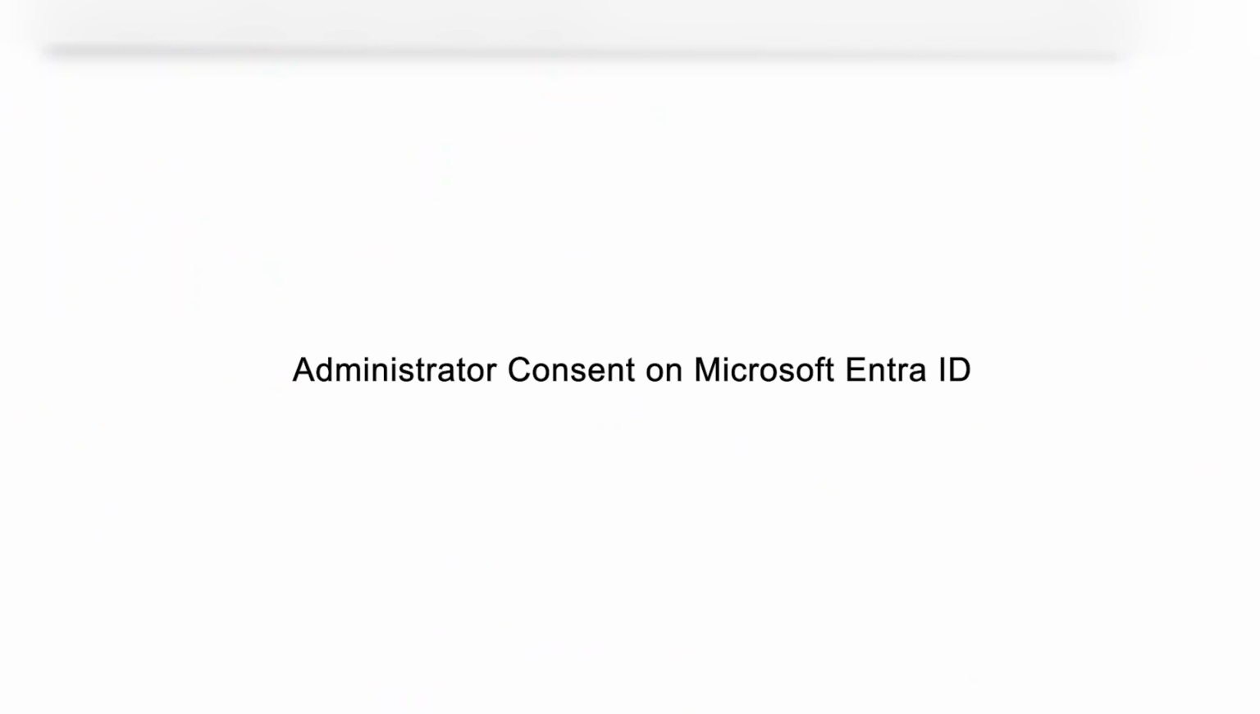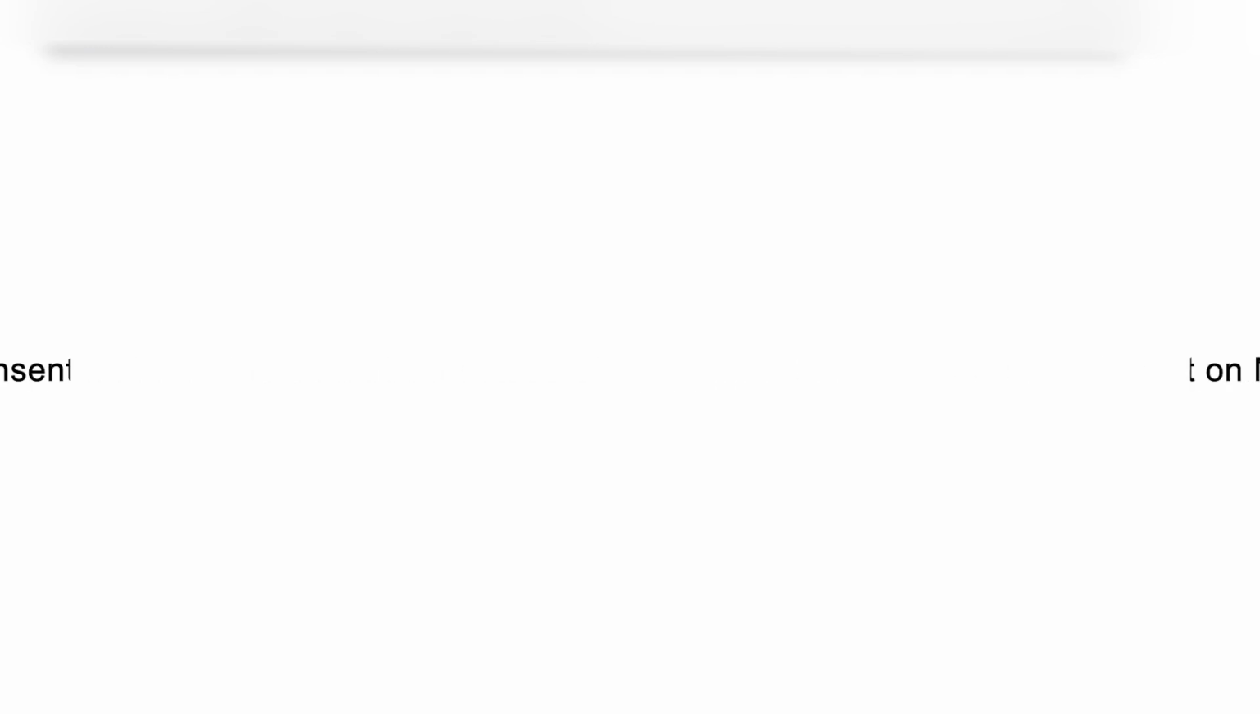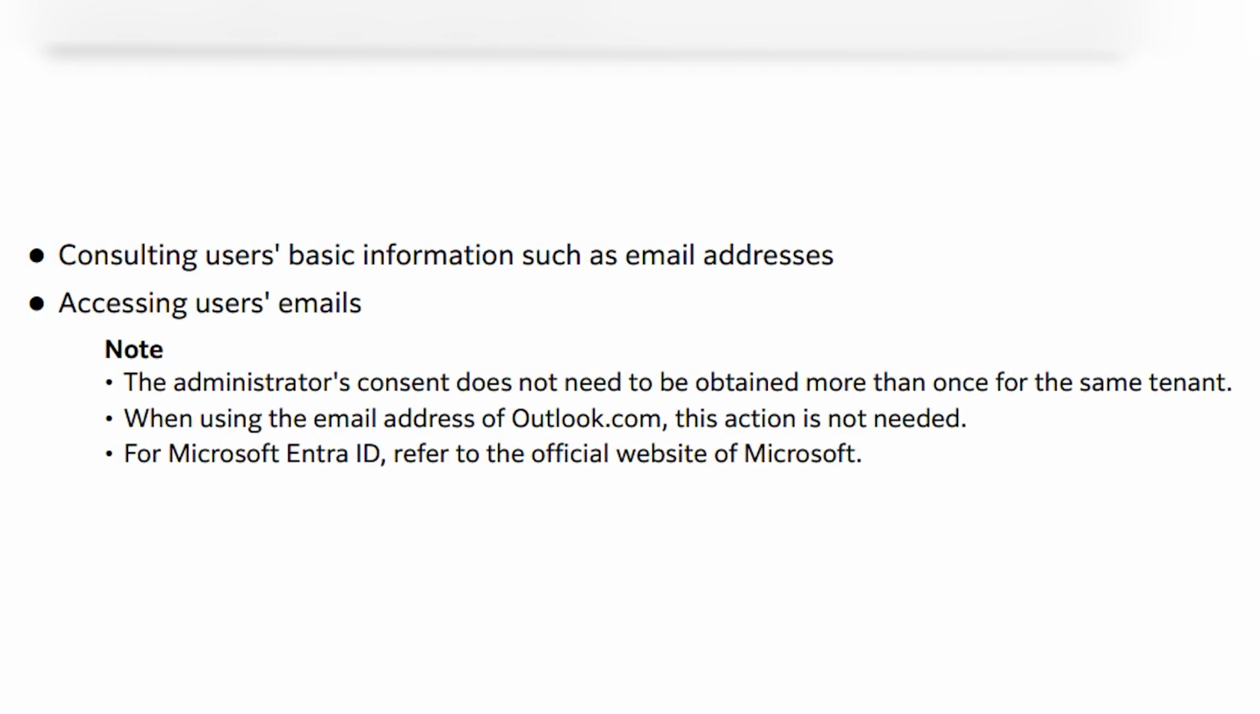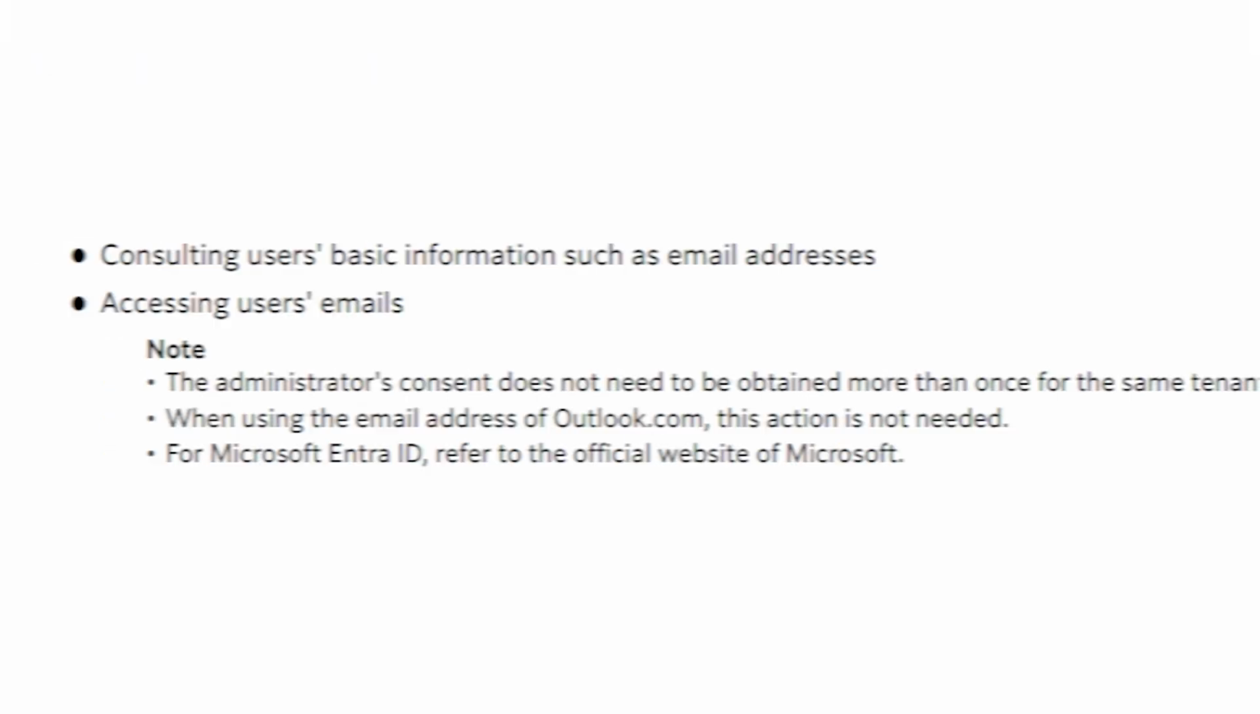To use the email address of Exchange Online, you need to consent in advance to the following actions that the machine takes. Consulting users' basic information such as email addresses. Accessing users' emails. Note: the administrator's consent does not need to be obtained more than once for the same tenant. When using the email address of Outlook.com, this action is not needed. For Microsoft Entra ID, refer to the official website of Microsoft.